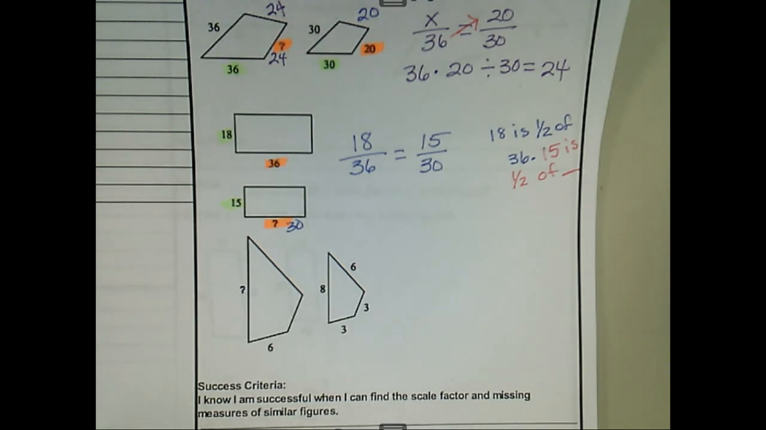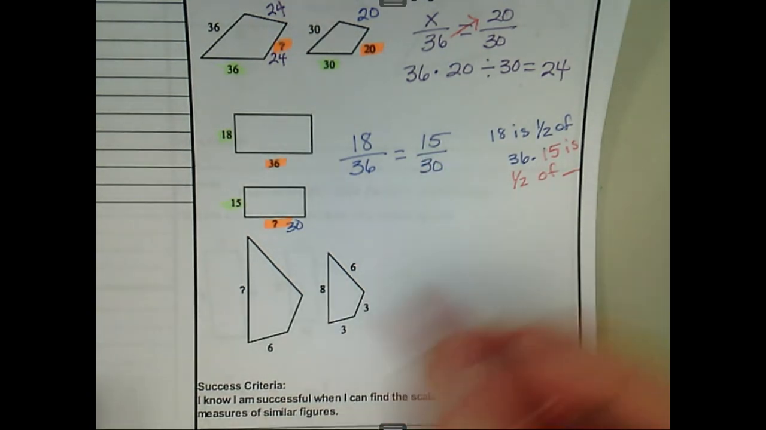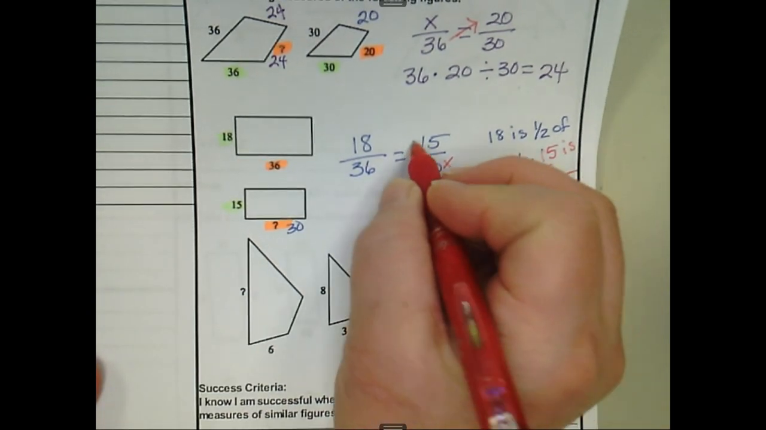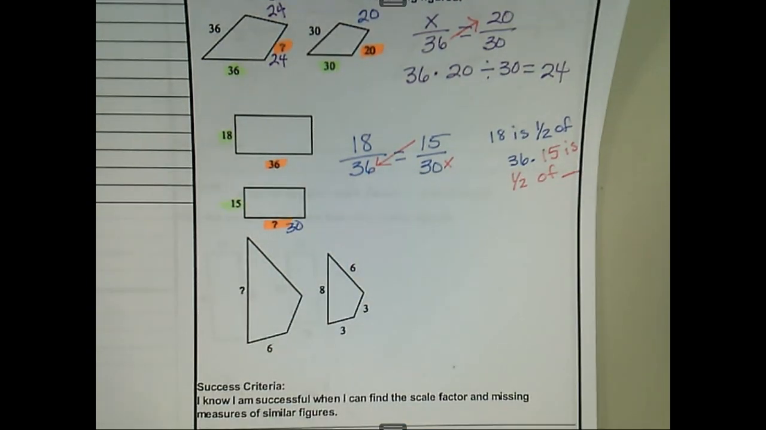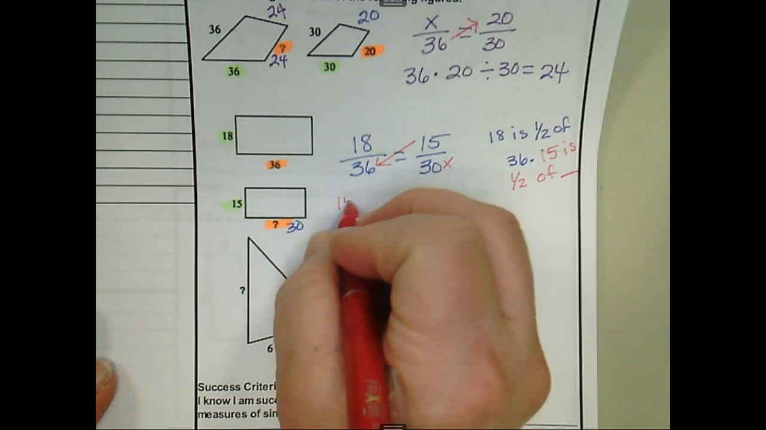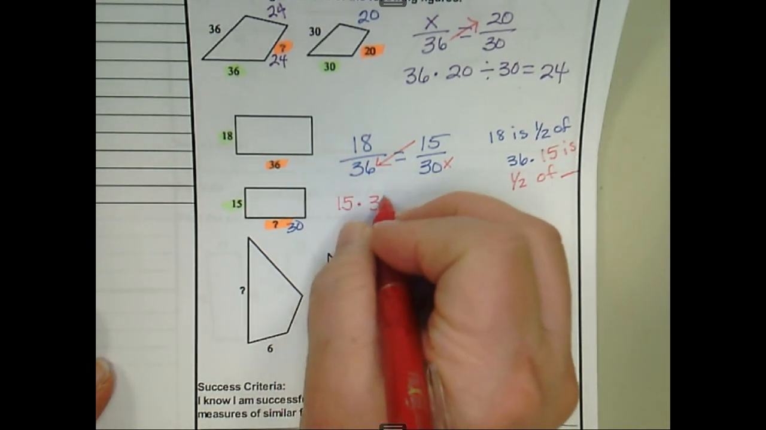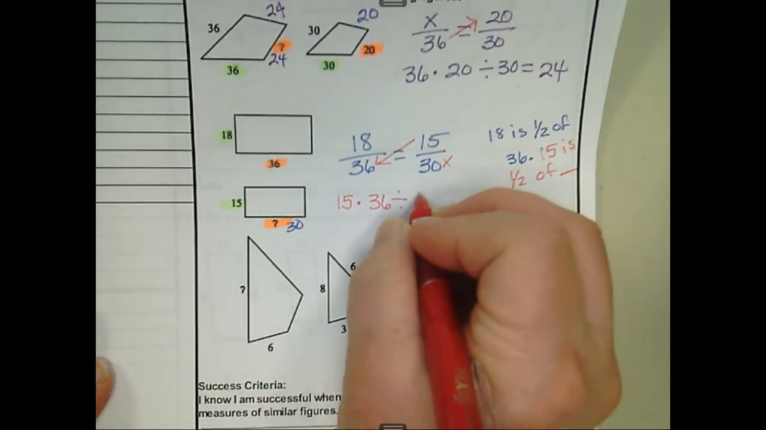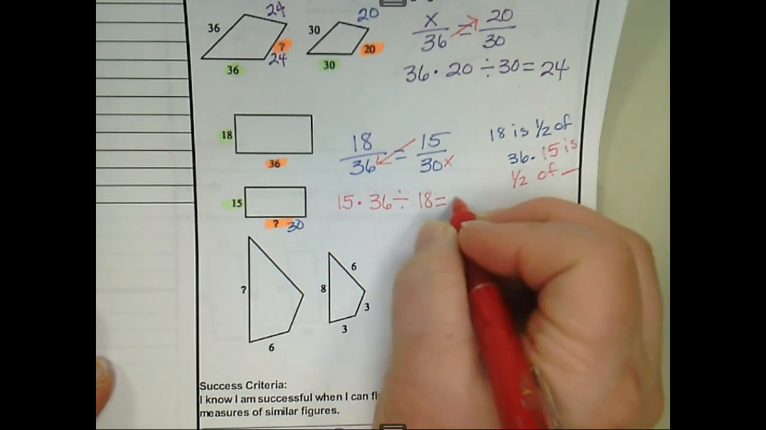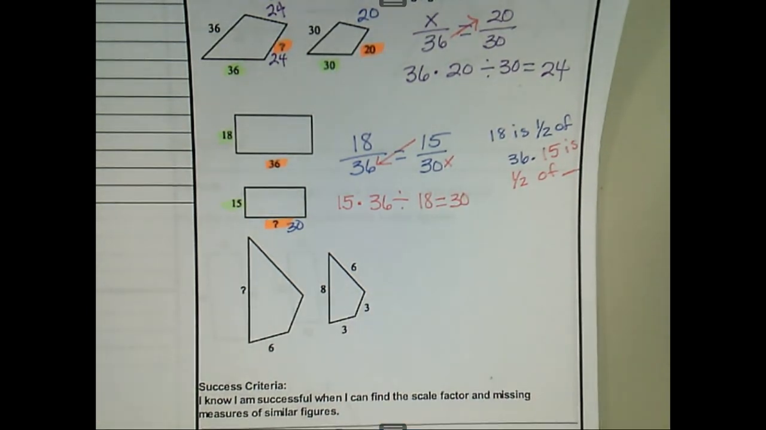That's your relationship. If you do it mathematically, this is where our x was. So it would be 15 times 36 divided by 18. And that also gives you 30. So either way, but start looking, start analyzing, start thinking. Geometry is all about using your brain and thinking things out logically.